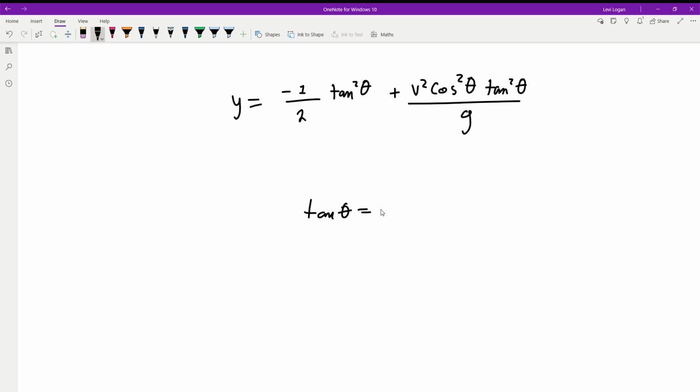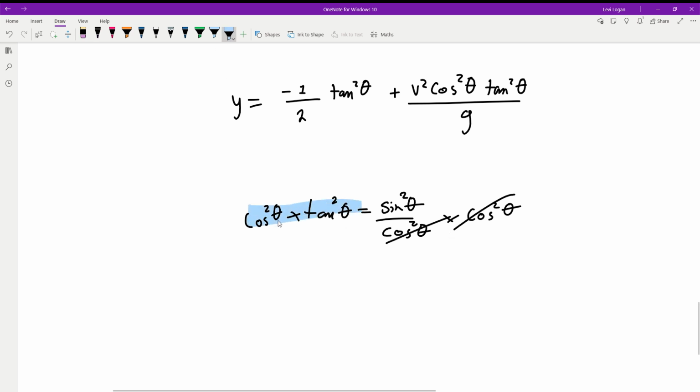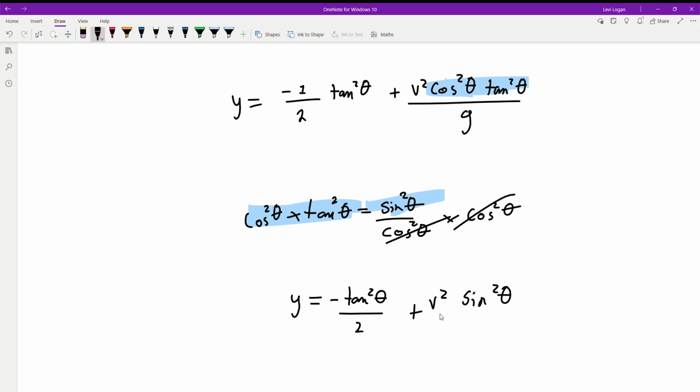Now, tan theta is sine theta on cos theta. So squaring that is the same as squaring both of those. So if we have tan squared theta times cos squared theta, all we're going to have left is sine squared theta. So this here is just the same as sine squared theta. So you get y equals negative tan squared theta on 2, plus v squared sine squared theta on g.